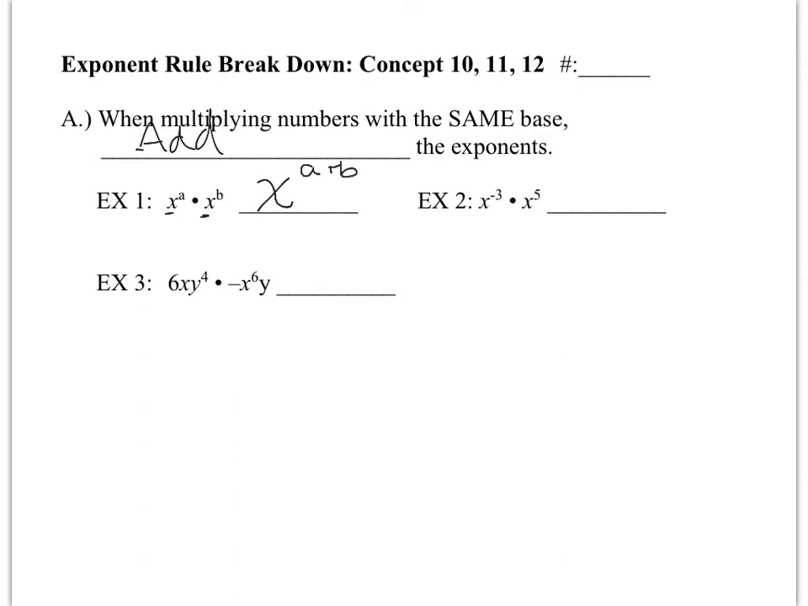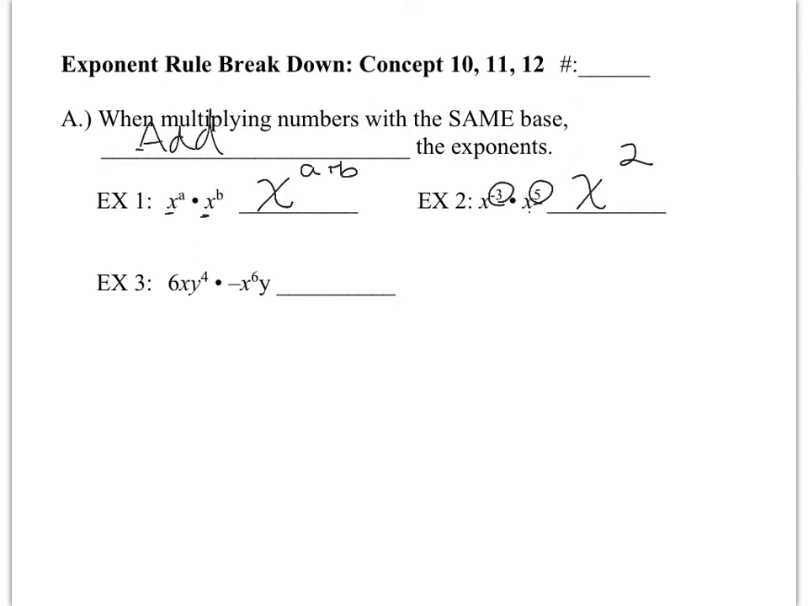Here, I have the same base. They're both x's. And I can add negative 3 plus 5 and get x to the second. So the cool thing about the negative 3 and the 5 is that you ended up with a 2, it's still positive, so you don't have to worry about any negative exponents.